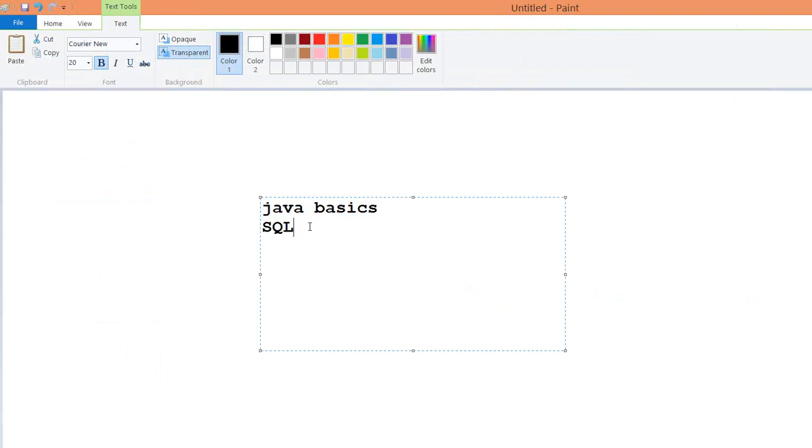For Hadoop analytics, do we need Java? No, not really required. If you have R language, then it will be very good. SQL is also good. It's based on the tool which you are using.